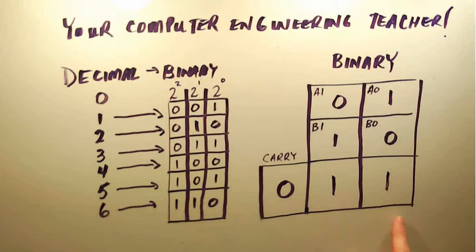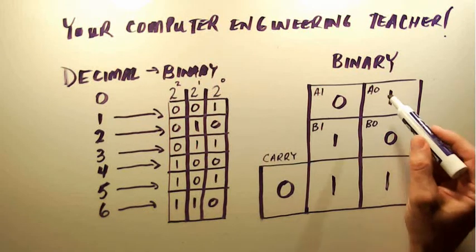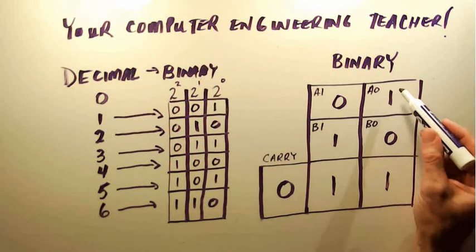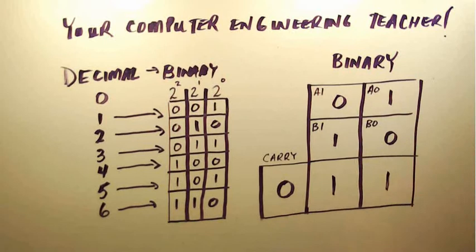You'd get the result of 0, 1, 1. And if you convert it to decimal, you'd see that this is equal to decimal 1. This is equal to decimal 2. And this converts to decimal 3. So that's how we would add those two numbers.